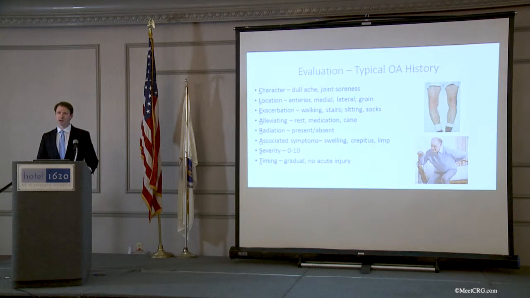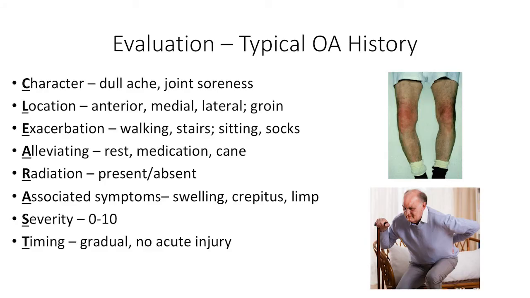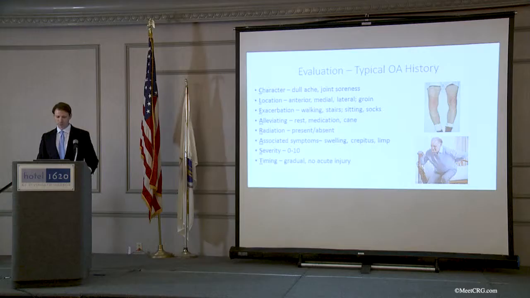Typical evaluation, acronym I learned in medical school was CLEAR-AST. So typically, the pain is a dull ache or a soreness. With the knee, it can be pain on the inside, the outside, and the front. The hip, it's typically the groin. It's usually made worse by walking, going up and down stairs, and with the hip, sitting and putting on their shoes and socks, usually alleviated by rest or medication or using a cane or walking stick. Usually, the pain does not radiate. That makes you think more neurologic.